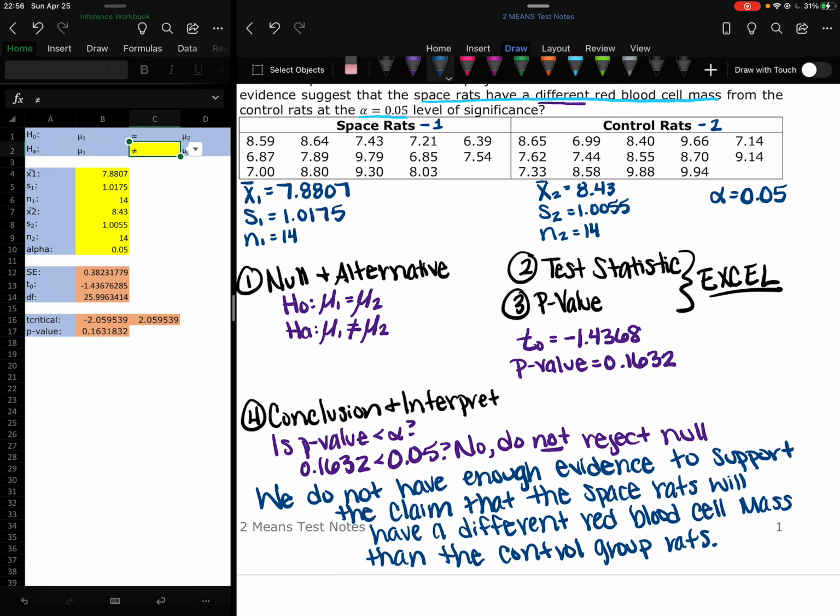So I'm going to read that sentence again. We do not have enough evidence to support the claim that the space rats will have a different red blood cell mass than the control group rats. And that's what you need to do to compare two means.